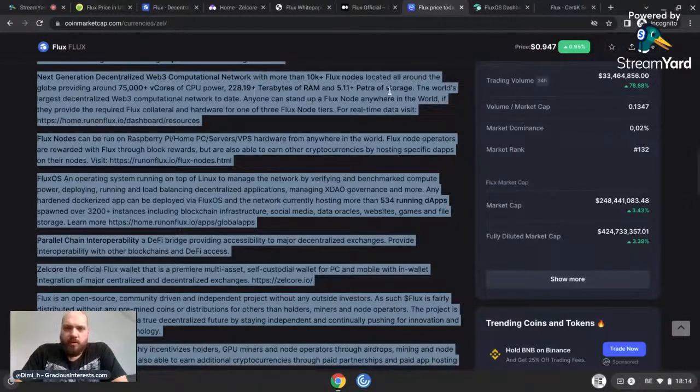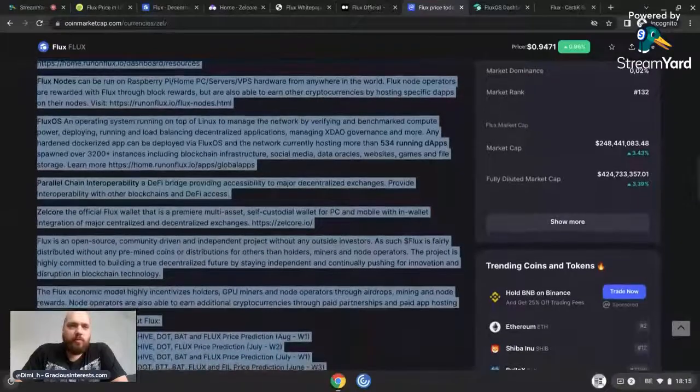That's quite a lot of data. The world's largest decentralized Web3 computational network to date. Anyone can stand up a Flux node anywhere in the world. They provide required Flux collateral and hardware for Flux node tiers, for real-time data visit. Okay. Seems to be quite open.